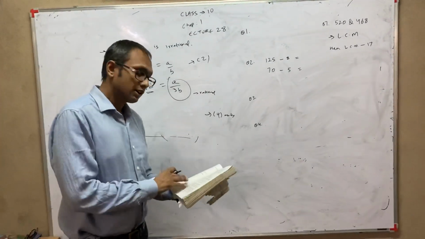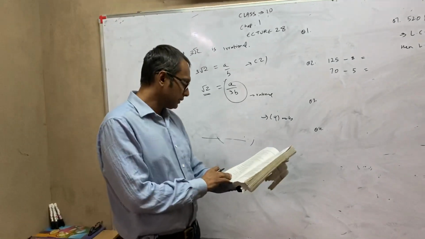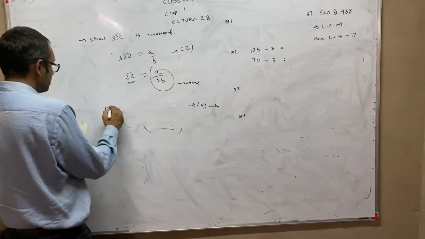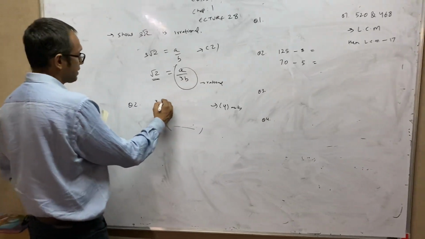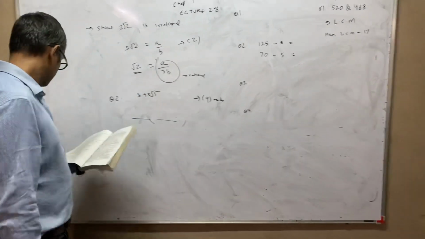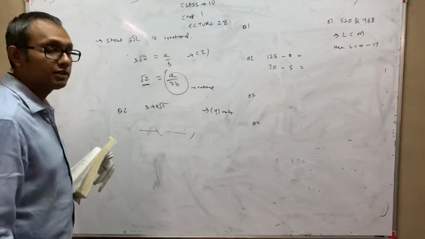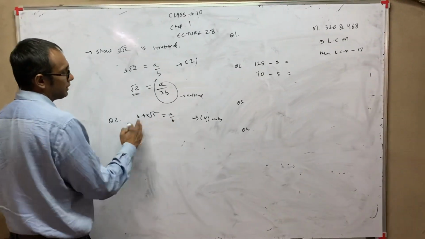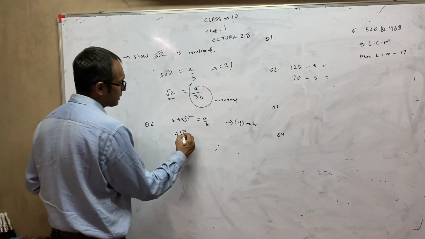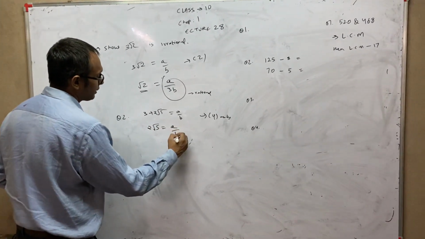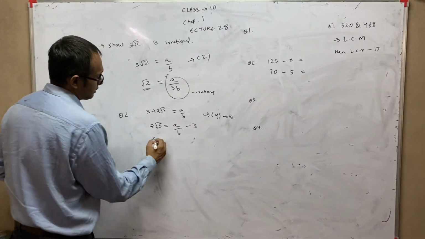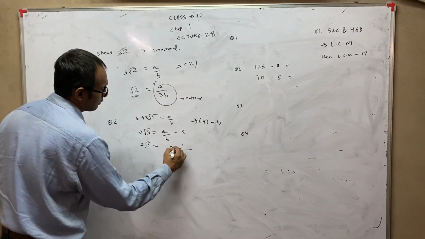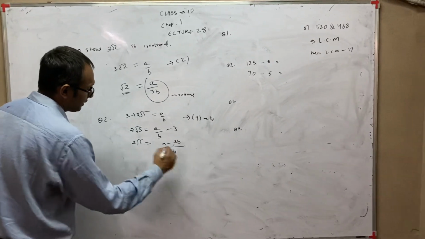Okay. Now if we see exercise 1.3, question number 2, prove 3 plus 2 root 5 is irrational. First step again the same, is equal to a by b. Then one by one take everything on that side. And just take the LCM first. And then I will take 2 down.